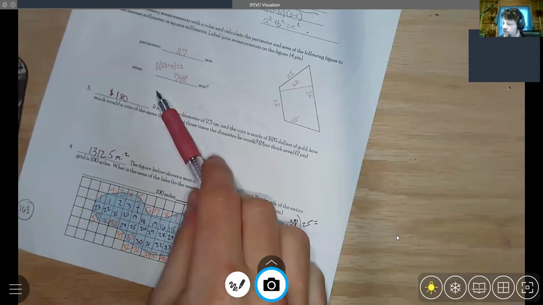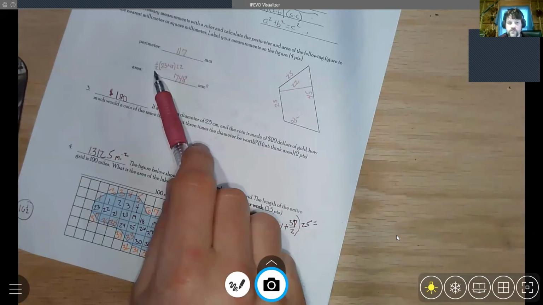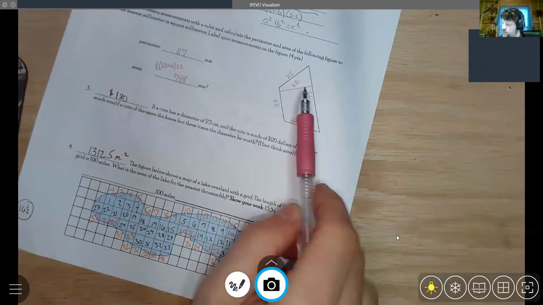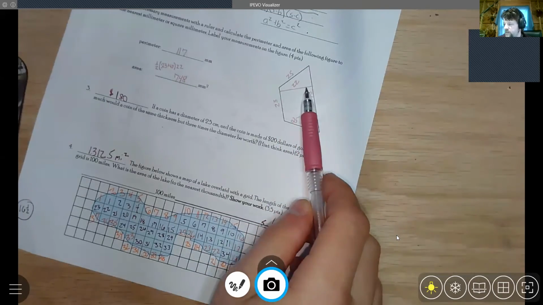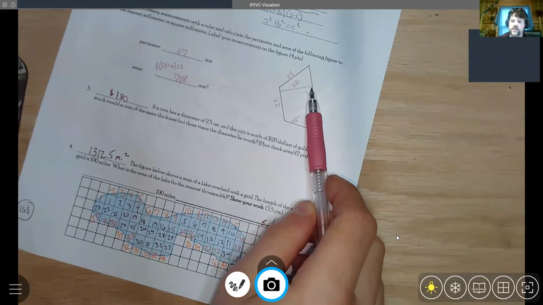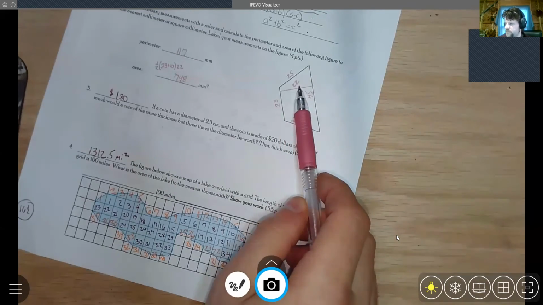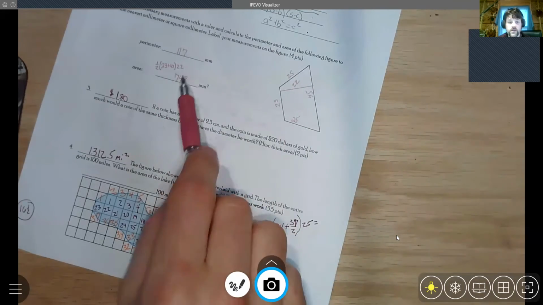And then to find the area, you need the height, right? Half the sum of the bases times the height. So you had to measure this perpendicular distance between the two parallel lines, and that's 22 millimeters. So there's your formula and your answer.